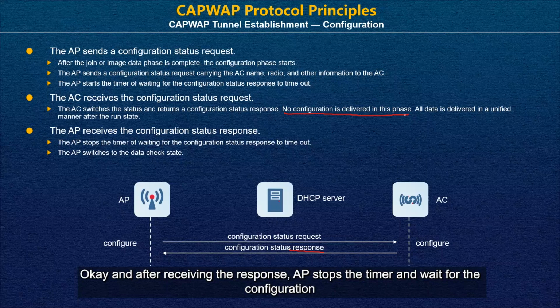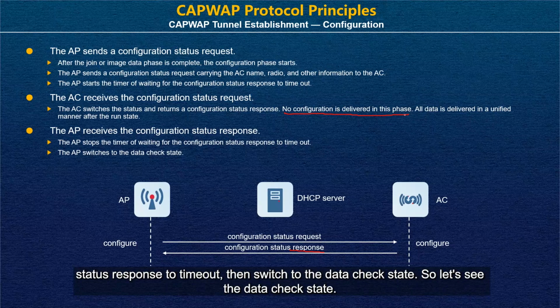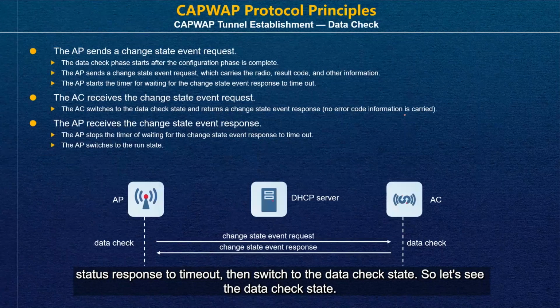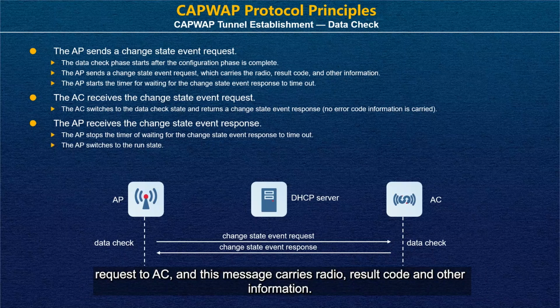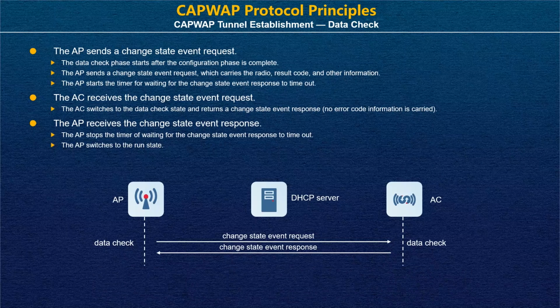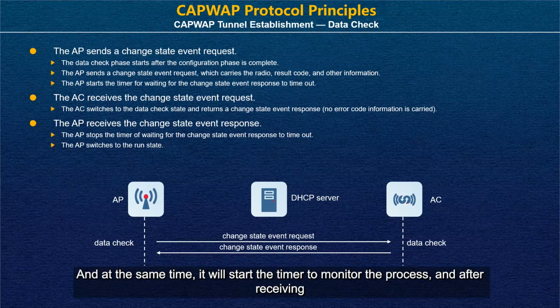Okay, after receiving the response, AP stops the timer of waiting for the configuration status response to timeout. Then it switches to the data check state. So let's see the data check state. In the data check state, firstly, in this figure you can find the AP sends a change state event request to AC, and this message carries a radio result code and other information. And at the same time, it will start the timer to monitor the process.